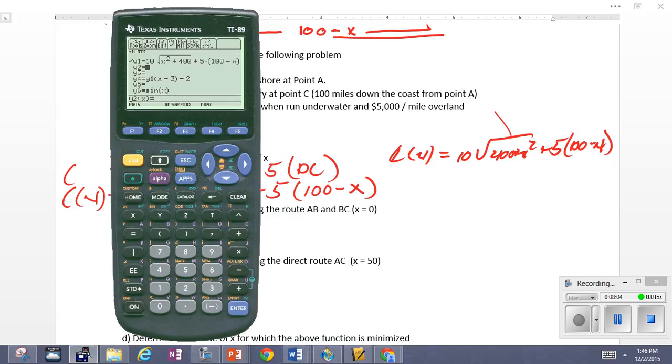And now I'm going to look at my table with the ask values. I set my table so that I can put the values in that I want, and then go to my table, and the first value is x equals 0. So putting that in.